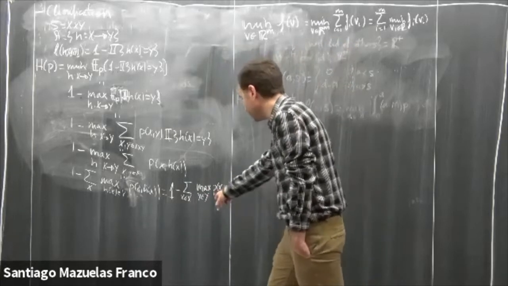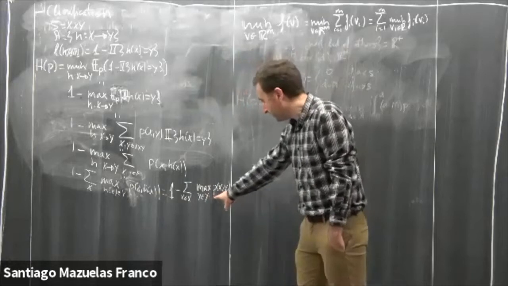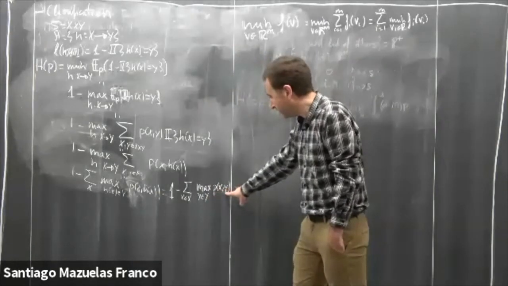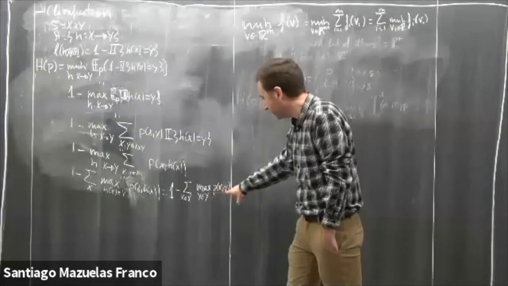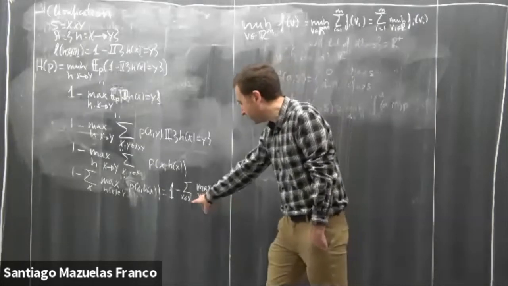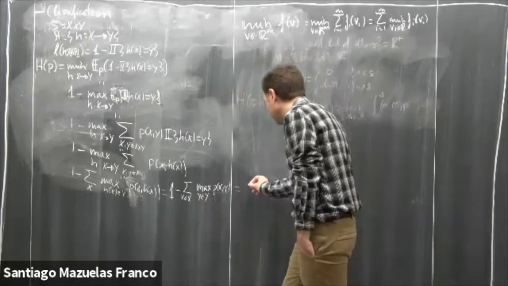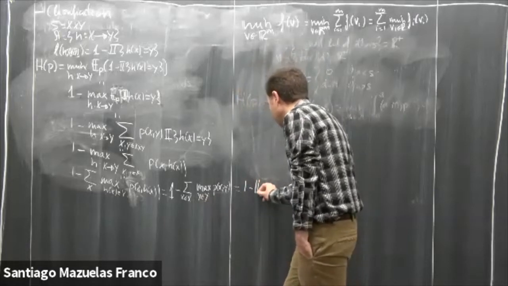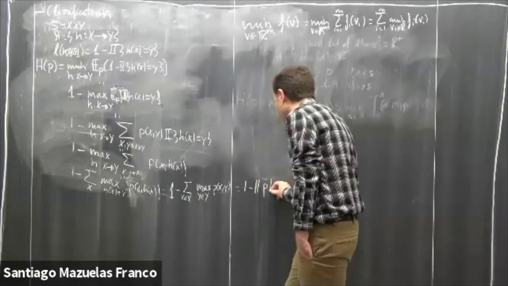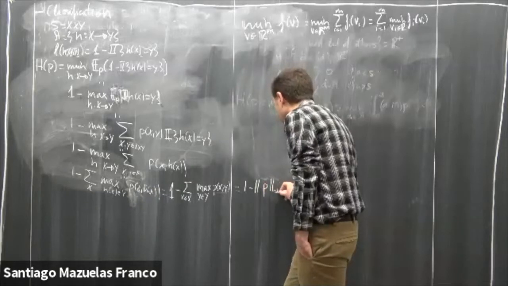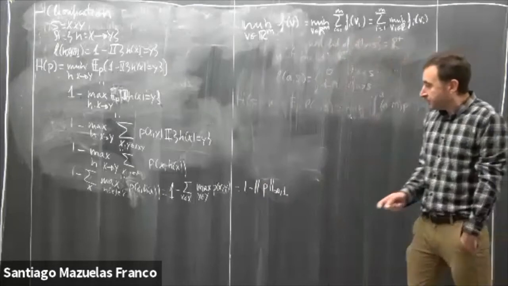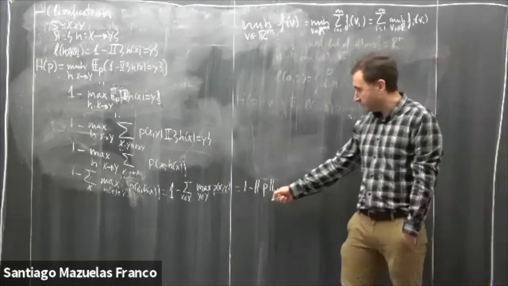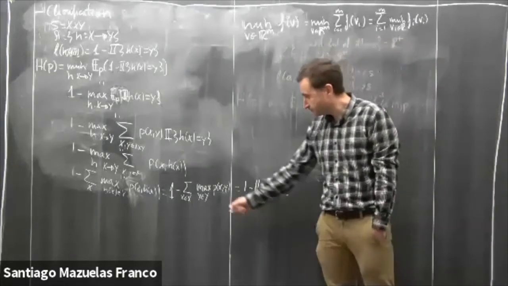Now this expression here, we are first computing the maximum of this function. For each x, we compute the maximum over the y's, and then we do the sum over x. So that thing is also a norm. That's a mixed norm, infinity and one. I mean, this is not very important. This is just an equation.